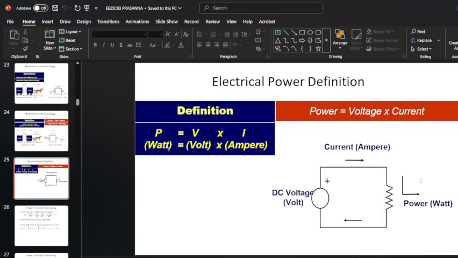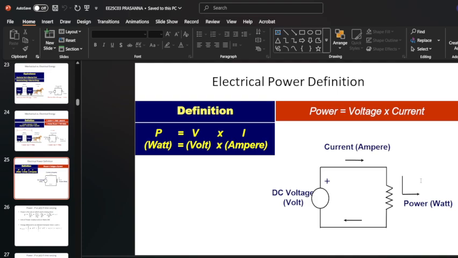Next, electrical power definition: the product of voltage into current. It will be indicated in the slide. So how much voltage is required to move the charge? The flow of electrons, that is current. So we cannot separate it.